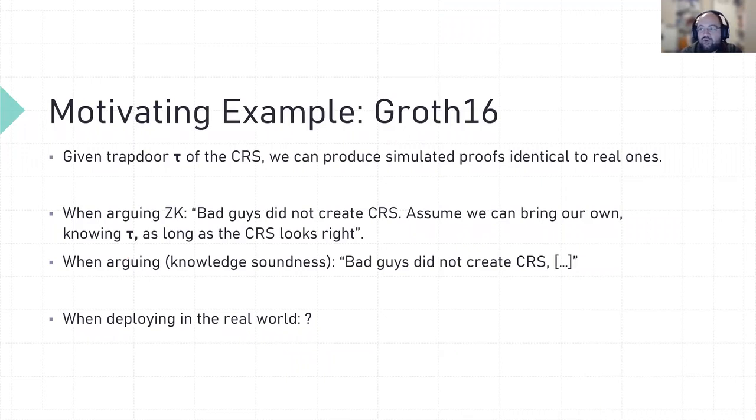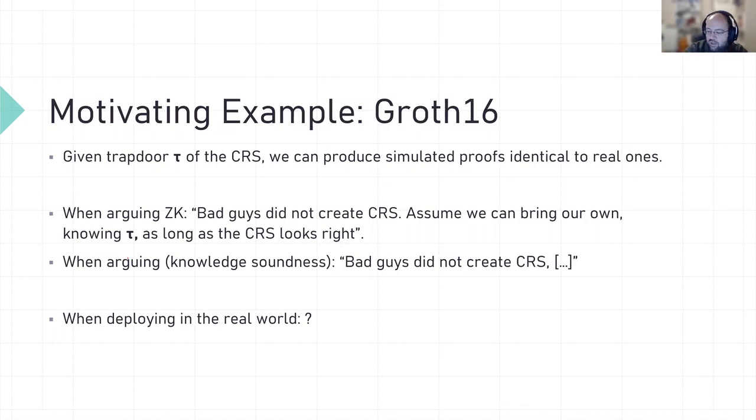So protocols that are very efficient, like Groth16, have what's called a common reference string. And this is a structured file that contains group elements that have some very particular relations. And for any such common reference string, there is a related trapdoor that enables one to create fake proofs for that common reference string. And essentially, in the research paper, that is how we are able to prove zero knowledge.